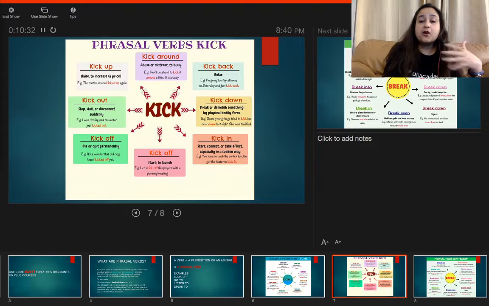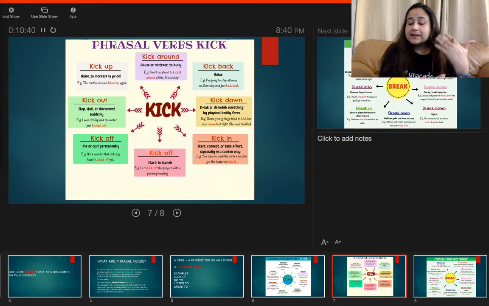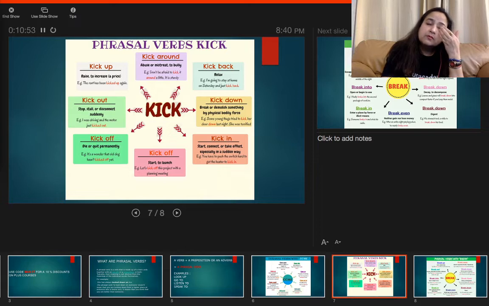Then kick off. Kick off is to launch. So, let's kick off this project, right? Means let's start this project. So, kick off is to start something and definitely something positive. Then, kick off also is to die or quit. So, you say that this person is going to kick off soon, means he might be dying or he might be leaving or quitting or something like that.